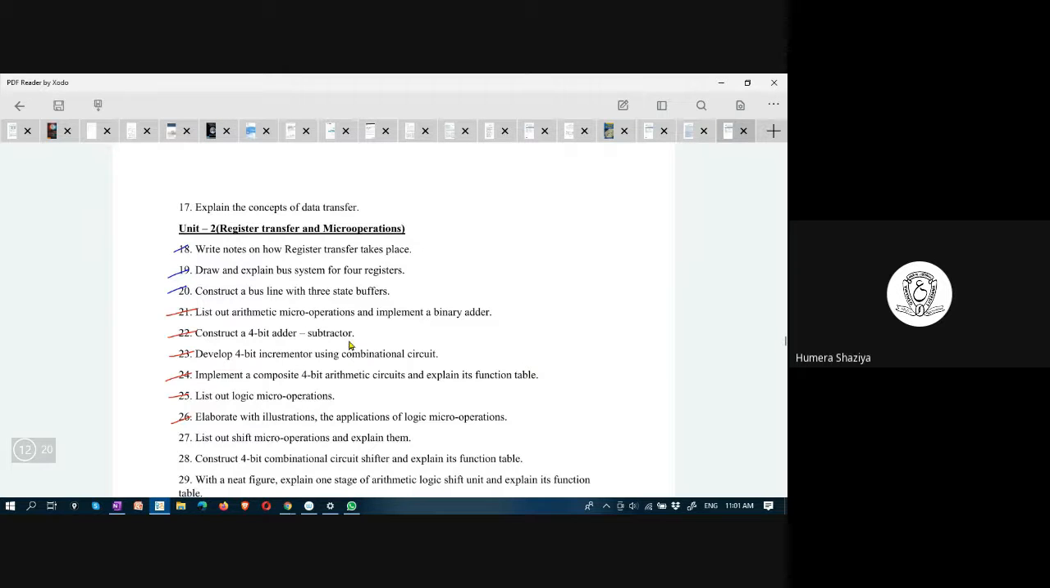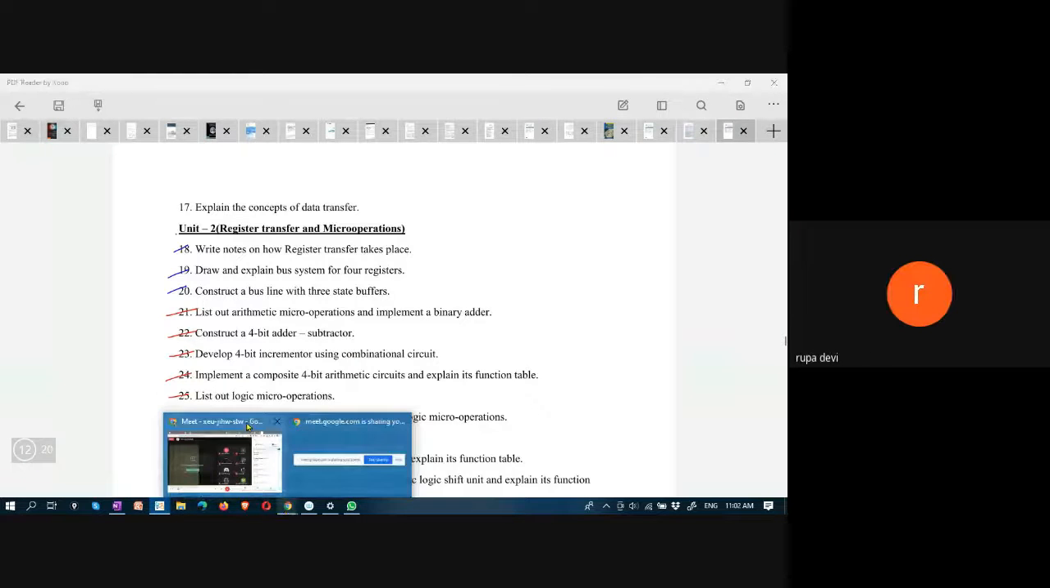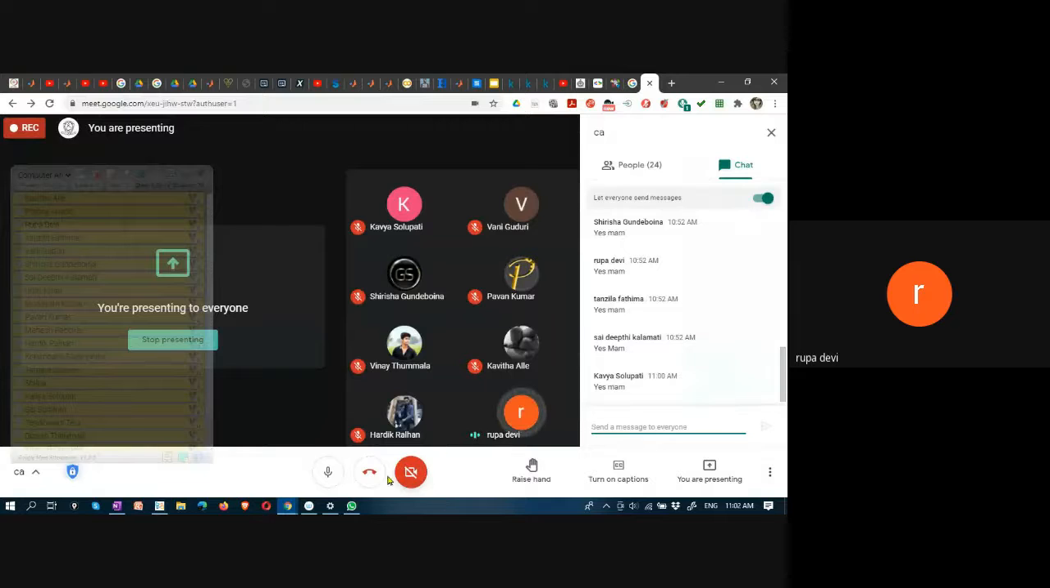All the questions of this unit 2, register transfer and micro operations, this chapter we have completed. So all the questions, whatever are there in this section, you all have to start writing and complete in this week. Next week, whenever I take class, I'll ask you about this. Okay, students? Okay, ma'am.